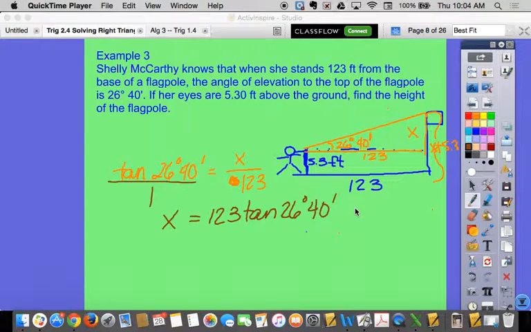Okay, if you take your calculator and bump that out, let's see if we match. I got 123, and then tangent 26, and just convert that while you're typing it in. Anybody having trouble doing your degrees, minutes, and seconds? It shouldn't give you any trouble.